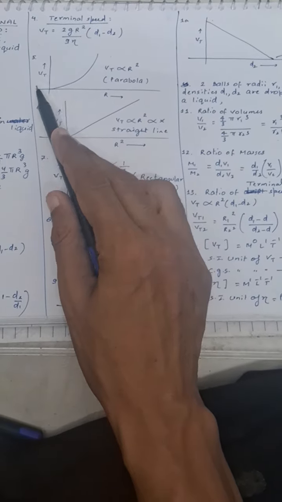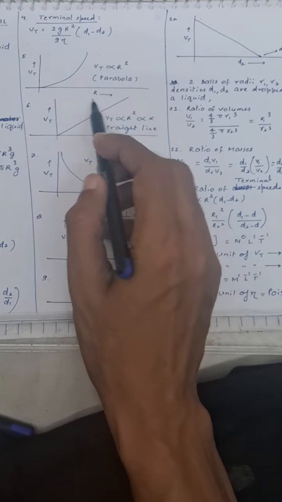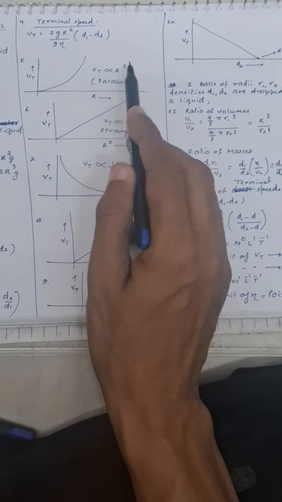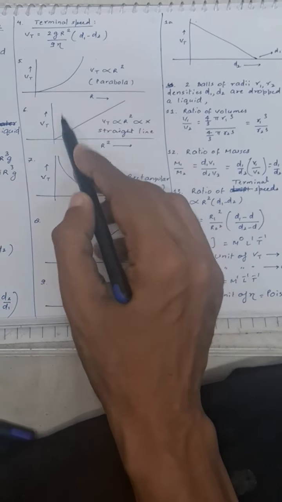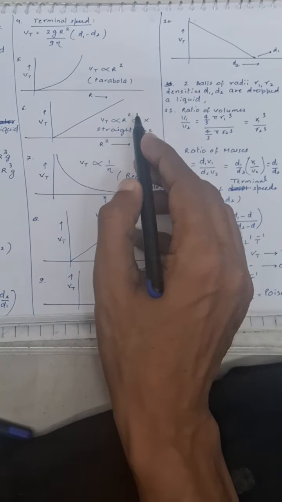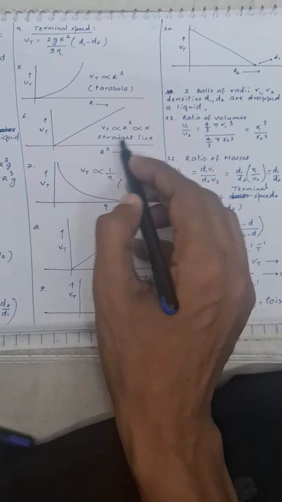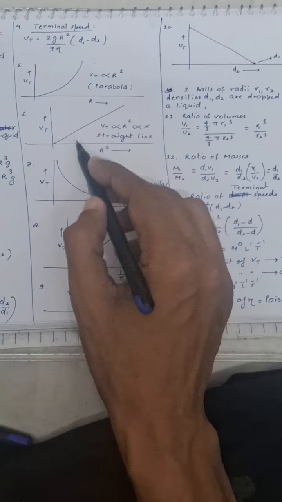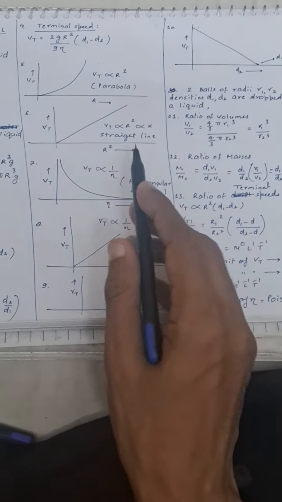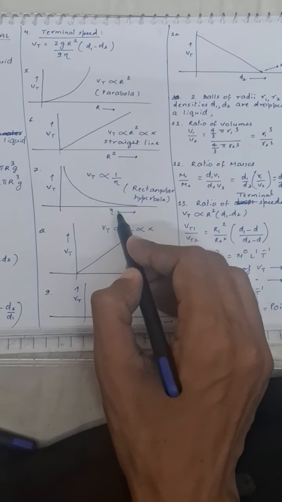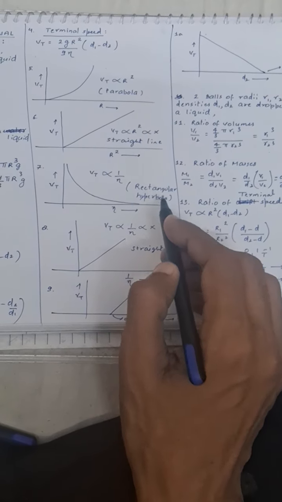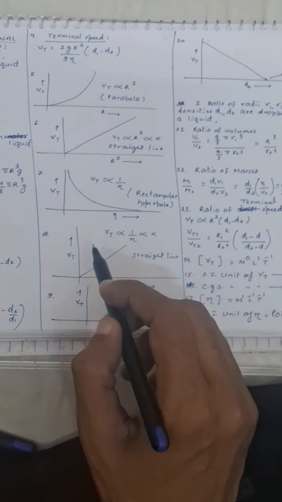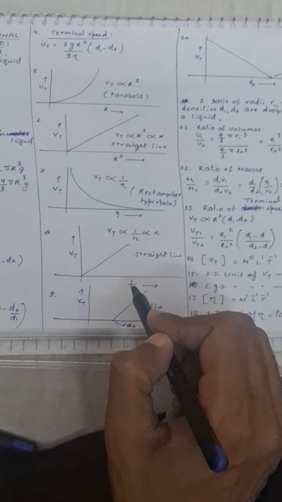Next question is the graph of terminal speed and r. Terminal speed is proportional to r square, so the graph will be a parabola. Next we have the graph between vt and r square. Take r square as x, so vt is proportional to x, so the graph will be a straight line. Then we have vt versus eta. vt is proportional to 1 by eta, so the graph will be a rectangular hyperbola. Next we have the graph between vt and 1 by eta.